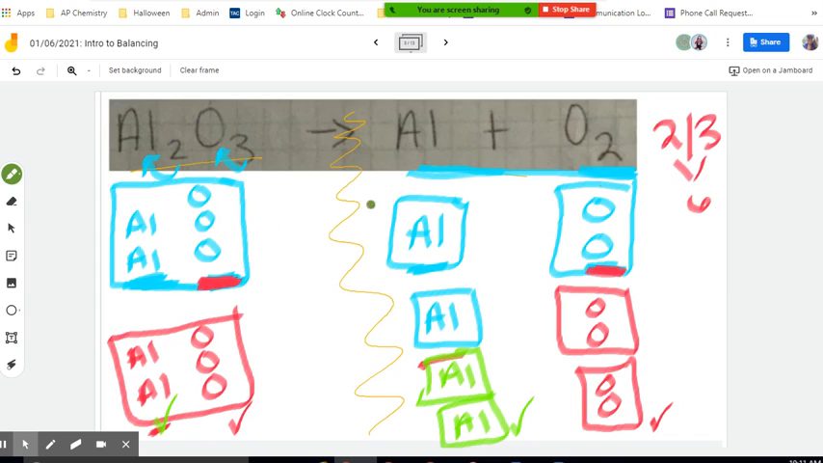All right. So what we have is, there we go. So if we were to count this up, we have 2 boxes of this molecule right here. So we're going to put a 2 right here in the front. Okay. Over here, I have 1, 2, 3, 4. So I'm going to put a 4 in front of my aluminum. For the oxygens, I have 1, 2, 3 boxes. So I'm going to put a 3 right here.